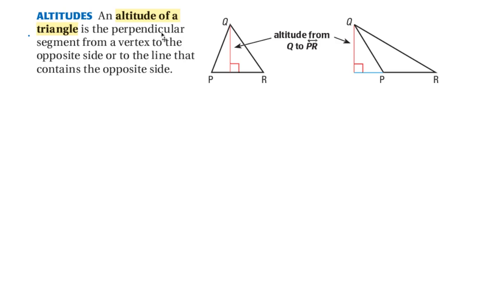So first of all, an altitude of a triangle is the perpendicular segment from the vertex to the opposite side or to a line that contains the opposite side. Okay? The reason it's stated that way is that in an obtuse triangle, you can't draw a line from the vertex Q to PR and have it be perpendicular, so you have to extend this line PR so that you can draw this perpendicular altitude.